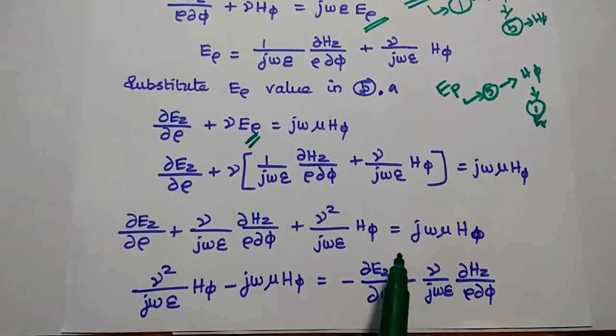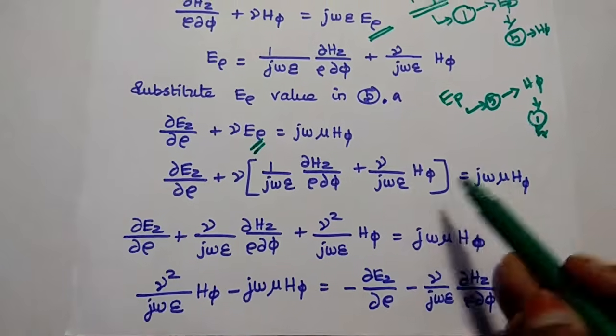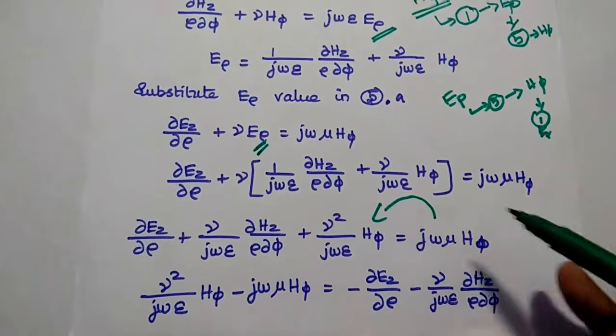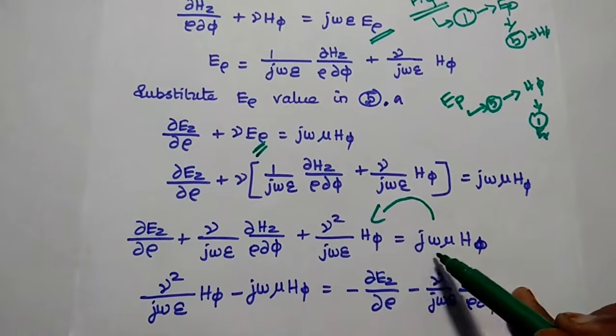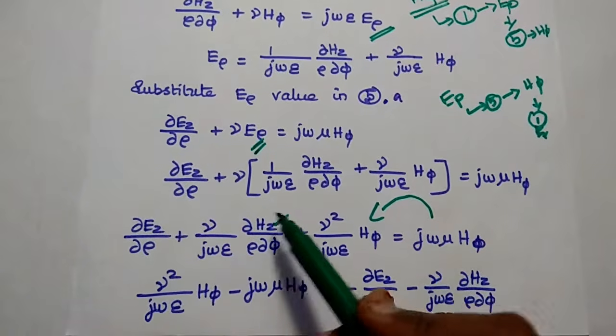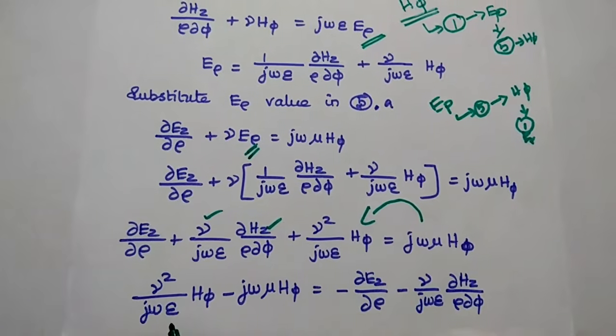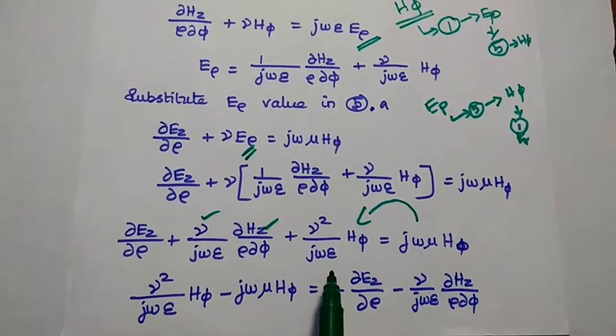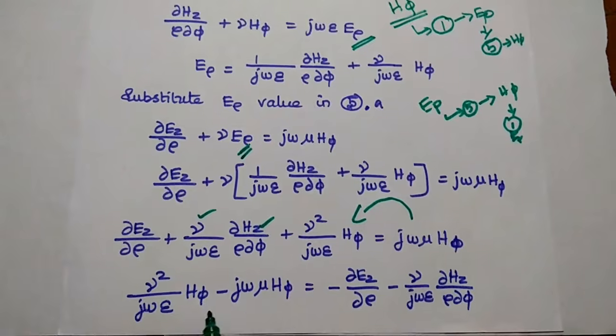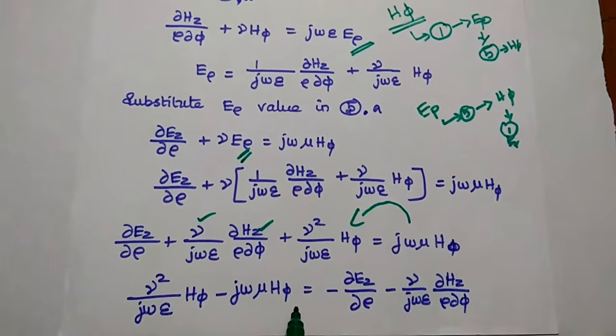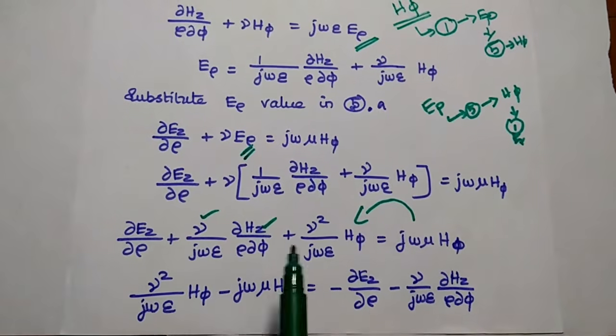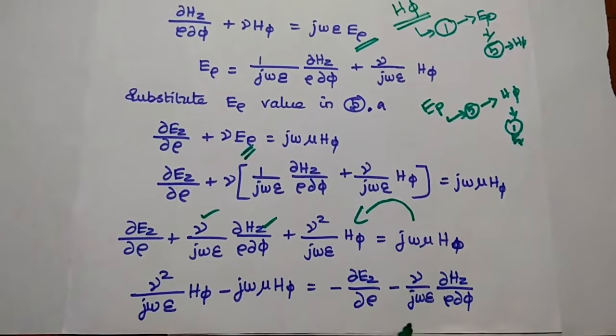For that we can keep all the Hφ values on the same side. Then we have to move this jωμ Hφ to this side, so it becomes minus, and move all other terms to the other side. So here we get γ²/(jωε) Hφ minus jωμ Hφ is equal to, these two terms become minus on the right hand side.